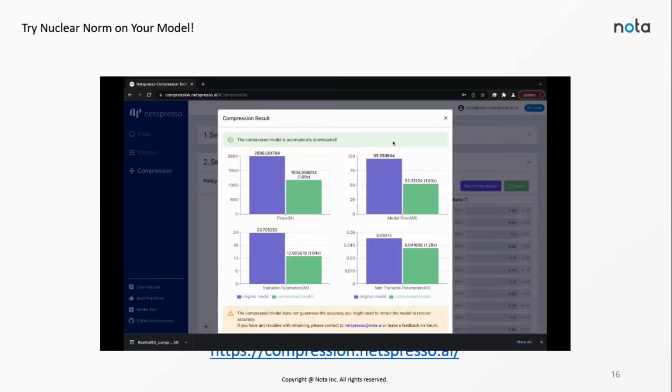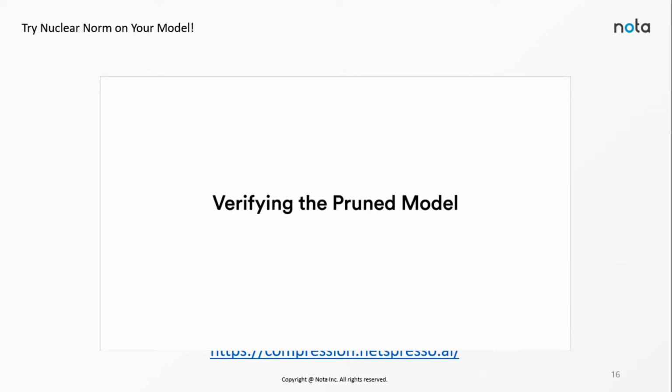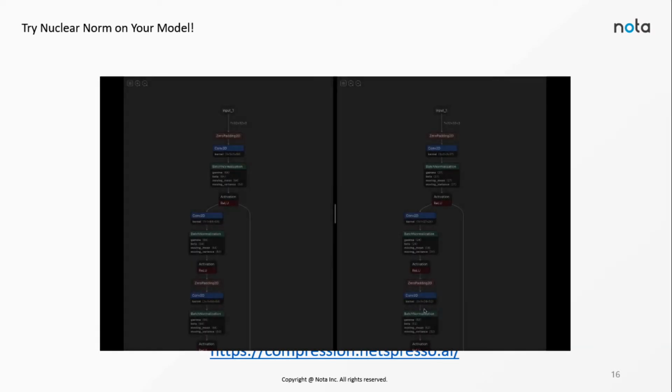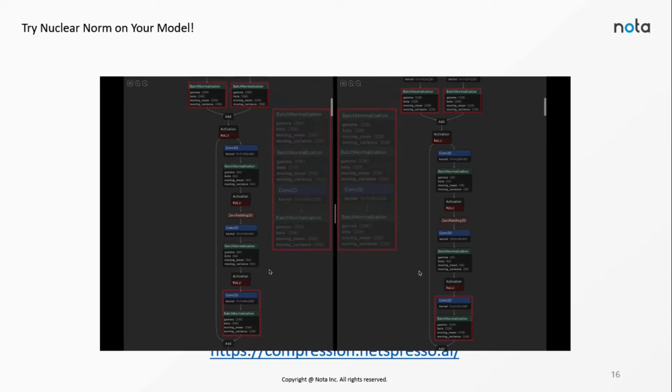The user can check detailed information of the original model and how it was compressed. To check whether it was pruned successfully or not, let's compare the original model and the compressed model. As you can check at the first layer, the original model contains 64 filters, while the compressed model contains 27 filters. In the case of element-wise connections, all connected layers have the same number of filters, as you can see here.